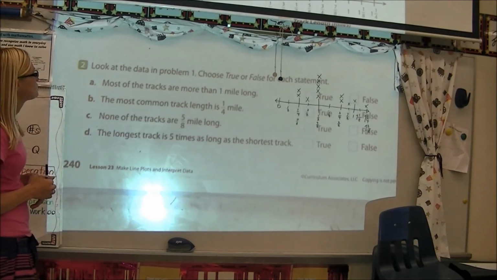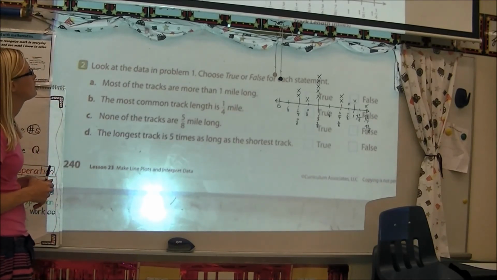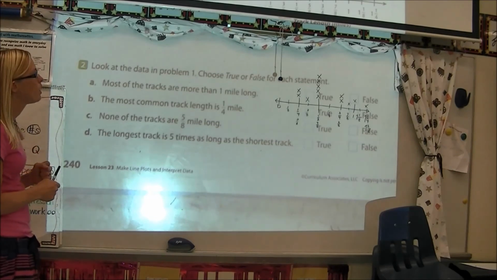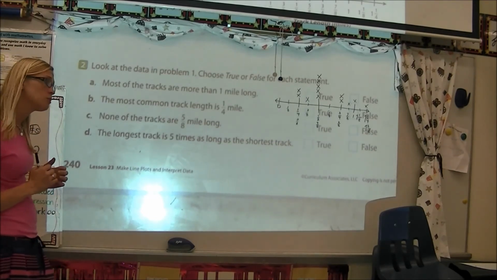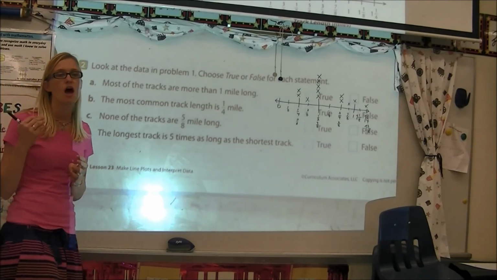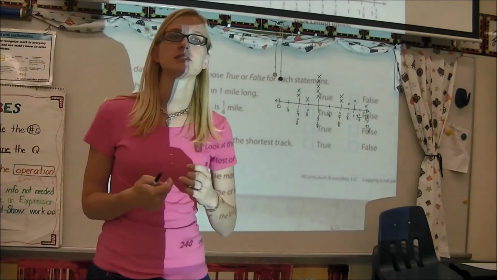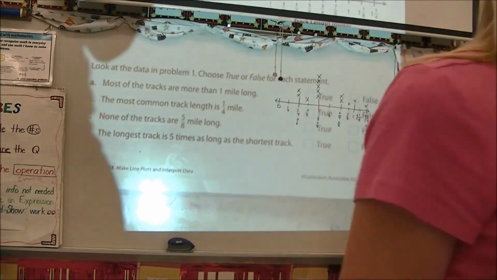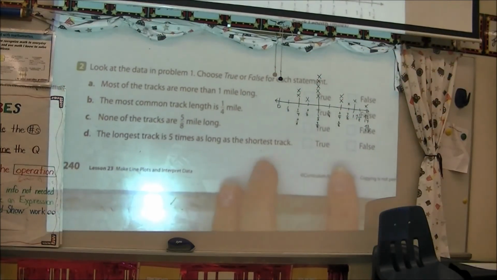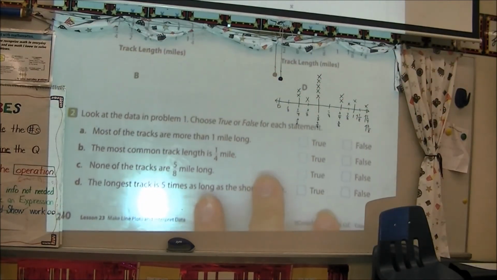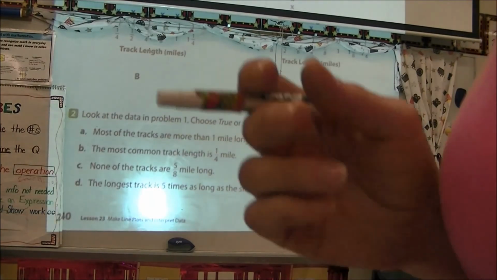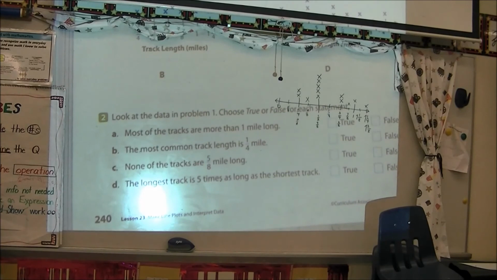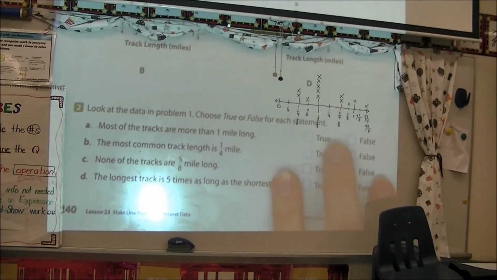So let's look at the first question. The first one says, look at the data in problem 1. Choose true or false for each statement. And if you remember back when we took the iReady test for this, it's like a select all. Either you got them all right or you have none of them right. I'm going to slide this down so you can better see that line plot. Hopefully you can see that on the screen. It looks good enough to me, other than the fact that I just moved the book.